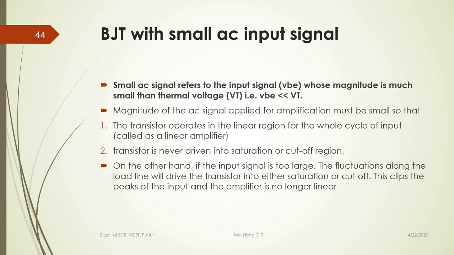So the small signal VB we are applying should have a magnitude very much lesser than VT, that is the thermal voltage. The value of thermal voltage is 25 millivolt. That decides the range of your VBE. So VT is 25 millivolt, and VB should be lesser than that. Approximately around 10 millivolt we can give as VB.